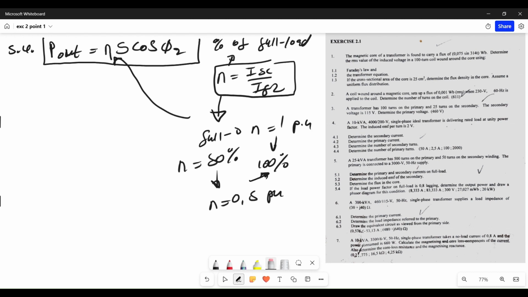Don't be confused. Okay, so based on 5.1, how much will be our N? In this question our N will be 1. Why am I saying this? Because in question 1 we're told to determine the primary and secondary currents on full load. So we know that the conditions are under full load. Full load means rated. Rated means N is equal to 1.